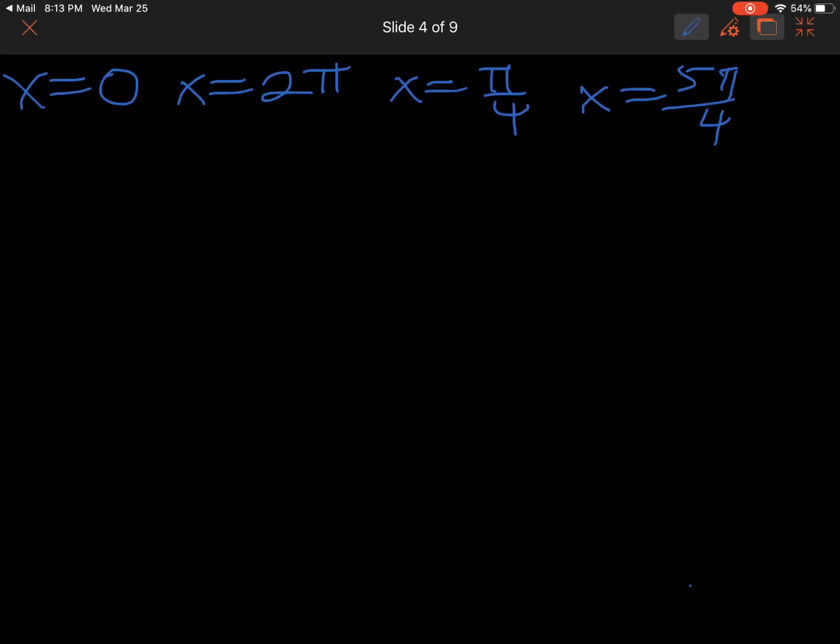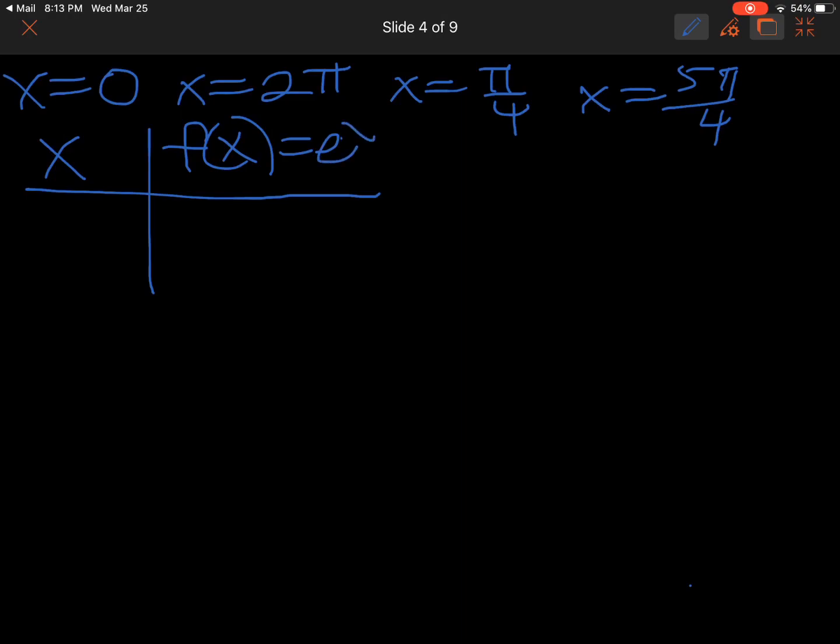So let's go ahead and look at this. Let's make a chart here. We have x value and f of x. Remember that that's equal to e to the x cosine of x. Let's evaluate this at 0. That's going to give us e to the 0 cosine 0, which we evaluated earlier in part A. It's just 1 times 1 equals 1, so we can put 1 there.